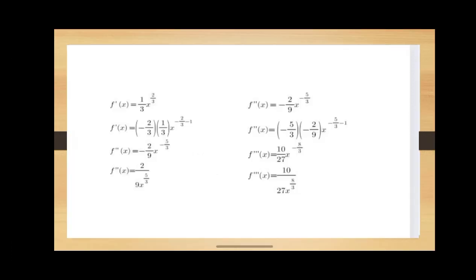So the third derivative, f triple prime of x. To find the third derivative, we differentiate the second derivative obtained in the previous step. Differentiating f double prime of x equals negative 2 over 9 times x raised to negative 5 over 3, using the power rule, we get f triple prime of x equals 10 over 27 times x raised to negative 5 over 3 minus 1, which equals 10 over 27 times x raised to negative 8 over 3.